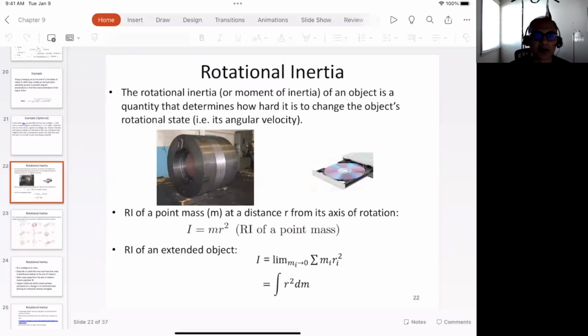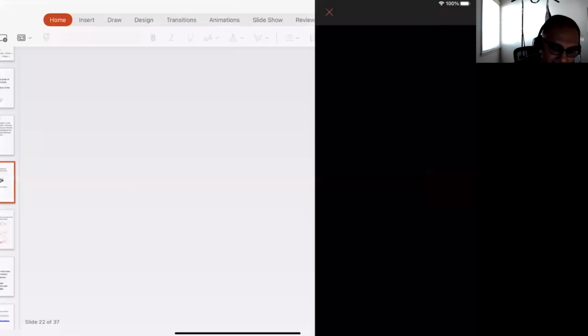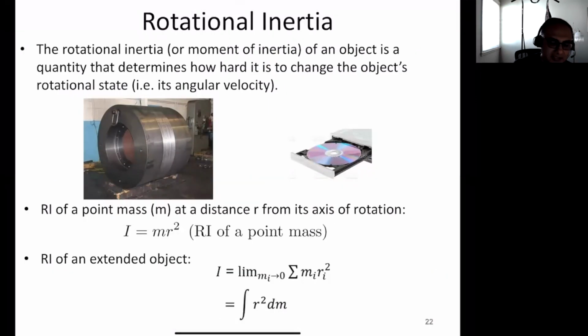Back in chapter 4, we had discussed a concept called inertia. And I'm sure you remember what inertia is. Inertia is the tendency of matter to persist in its state of rest or uniform motion in a straight line, right? And inertia is the reason why Newton's first law is true.